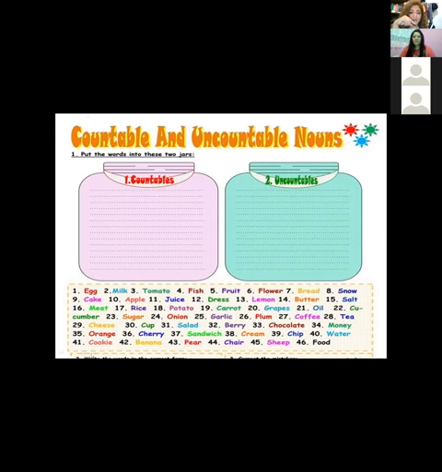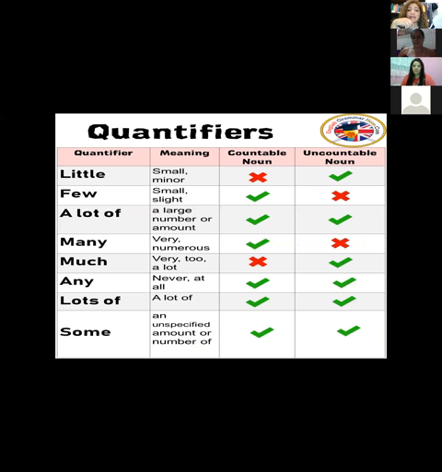Now maybe I listen chips. Oh no, it's cheese. Cheese is uncountable. And chocolate is uncountable or countable? Both. It is possible to use both. Okay. Now, cheese is uncountable.